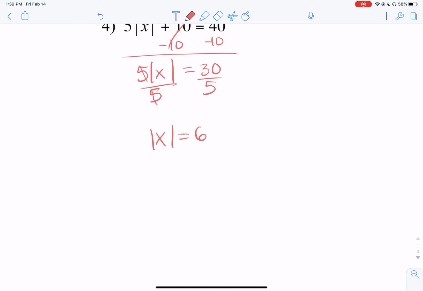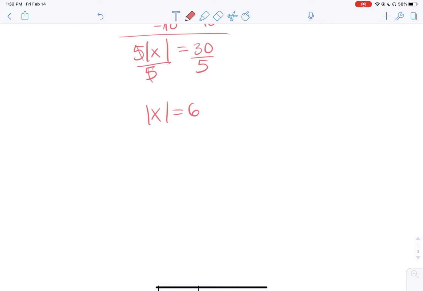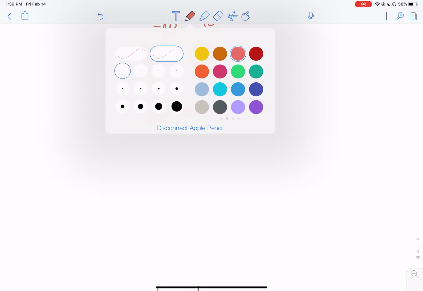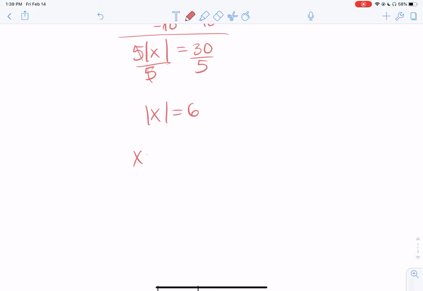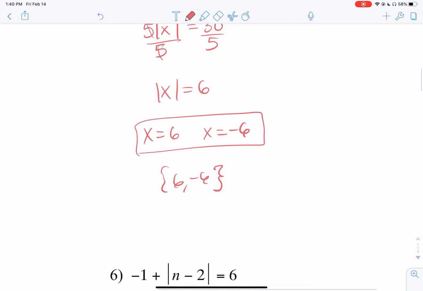So now that you have the absolute value isolated, this is when you create your two cases. So the absolute value of x is going to equal 6, which means that x has to be positive 6, and x has to equal negative 6. So that's going to be your solution, which will be written like this, okay? Your answer choice will look like that.